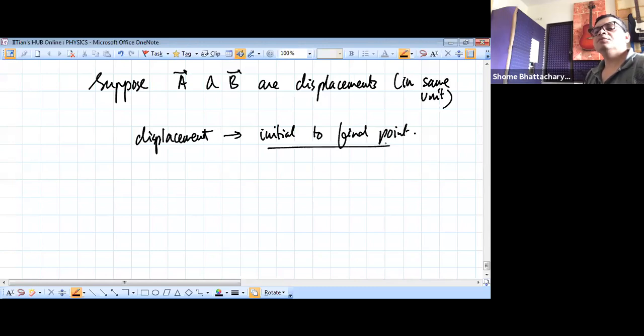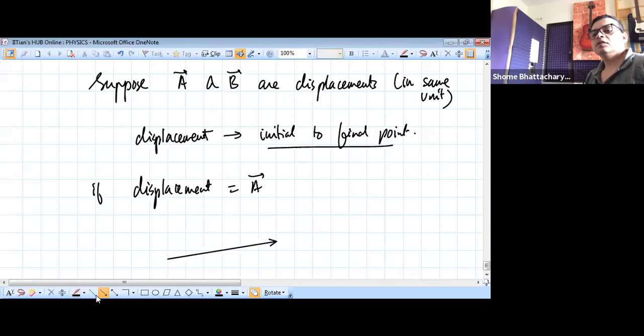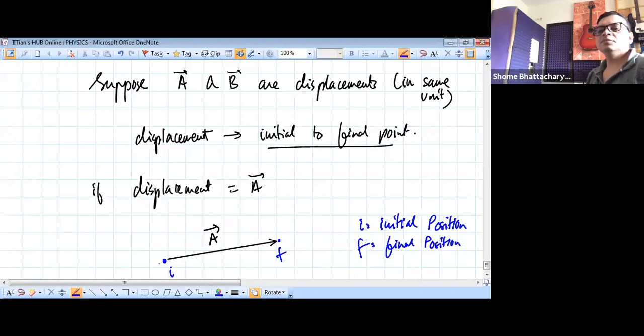Okay. इसका मतलब क्या है? That suppose if my displacement is just equal to A, okay, so that means whatever my vector arrow is, this is the line joining, or this is the arrow joining whatever my initial position was to whatever my final position is, where I is my initial position or my initial location and F is my final position. Okay. So that is the meaning of the displacement vector.